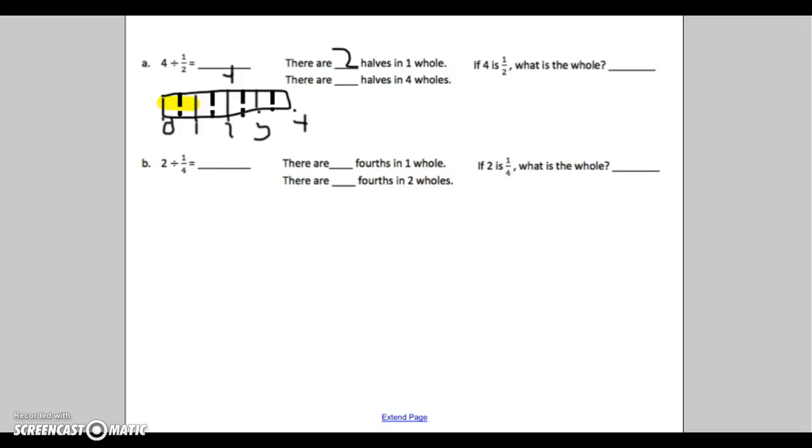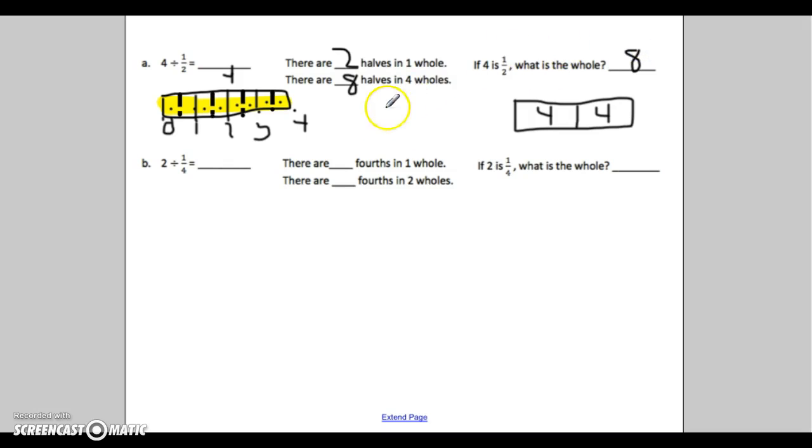And then as I continue, how many halves are there in 4 wholes? Okay, well, that's my 4 wholes piece. Well, that answer is 1, 2, 3, 4, 5, 6, 7, 8. 8 halves and 4 wholes. And that says if 4 is half, what's the whole? Well, that's a different picture. It's saying this would be half, and that half's worth 4. And then this half is worth 4. And so 8 is the whole.